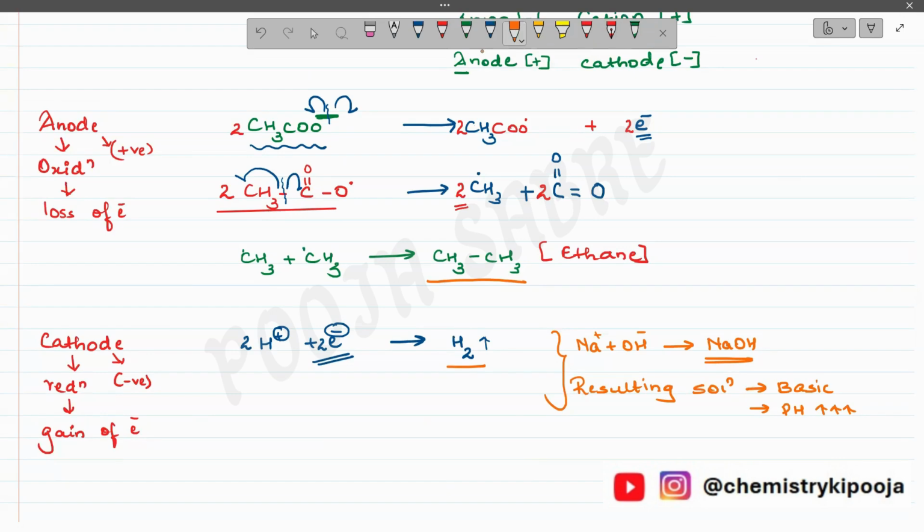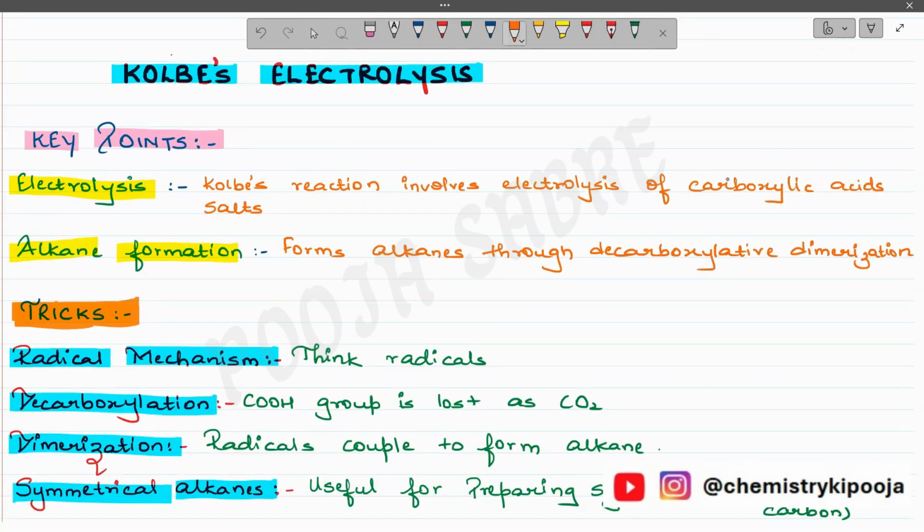Okay, so quickly we will have a look at the key points. Now for Kolbe's electrolysis, what all points we have studied, students? Kolbe's reaction involves electrolysis of carboxylic acid salts, then alkane formation. By Kolbe's electrolysis, there is formation of alkane through decarboxylation, and then there is dimerization. Dimerization means when two free radicals combine together to form the corresponding alkane.